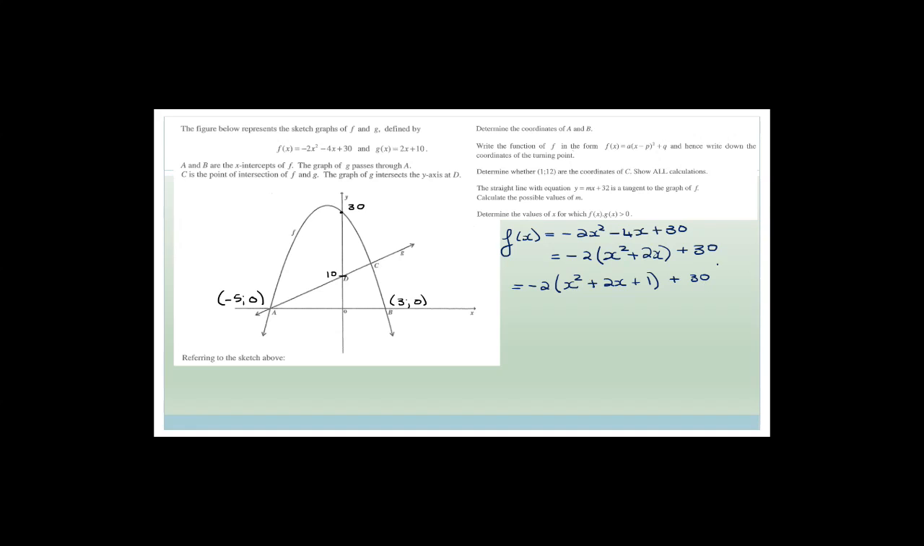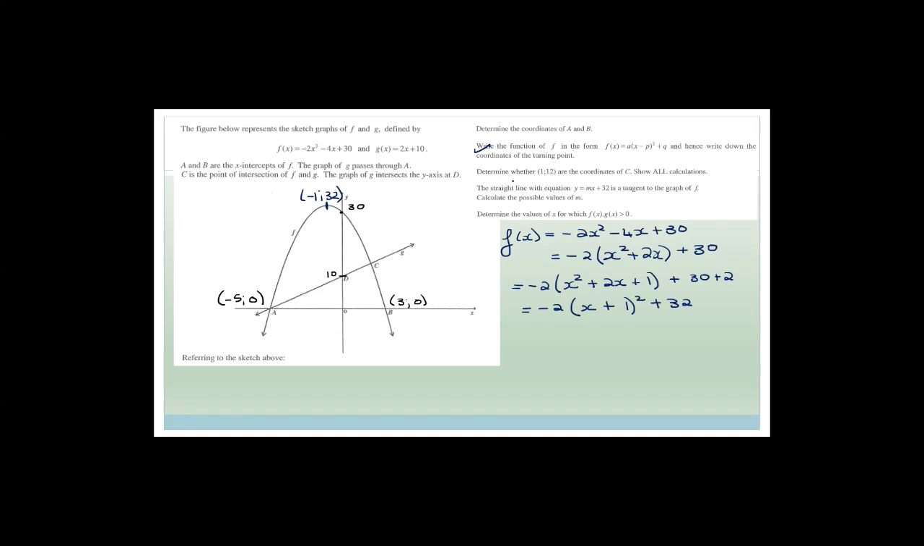And then what you have to do is, because we've added 1 here, but it's multiplied by minus 2, we have to add 2 here as well. Do you see what I'm saying? Because minus 2 times plus 1 is actually minus 2. But I can't just add minus 2 to this equation. I have to get rid of it somewhere, so I have to add it there. So this becomes minus 2, you bring down the first one, you bring down the sign, you bring this last one down, you square it. Plus 32. So what is this really telling me? It's telling me the turning point is at (minus 1, 32). There you go.